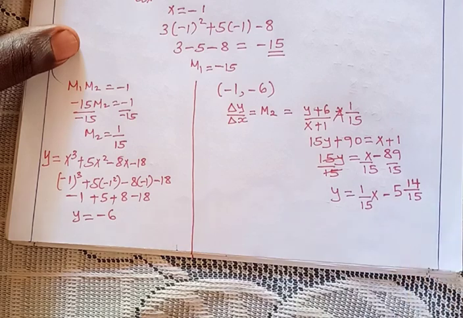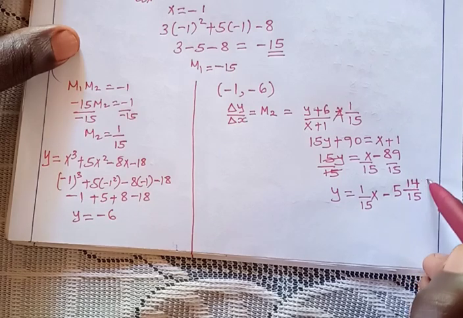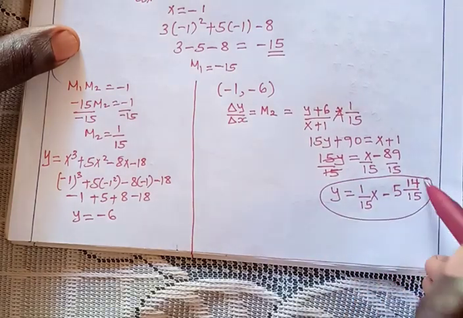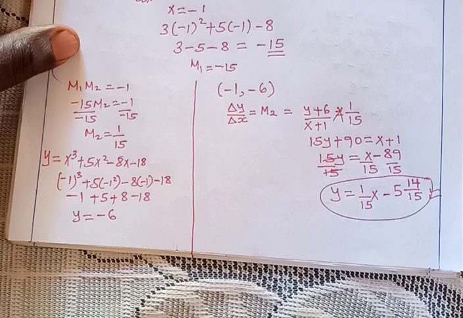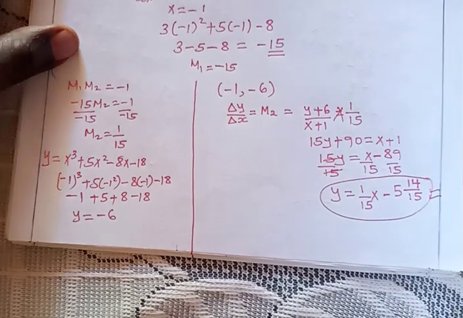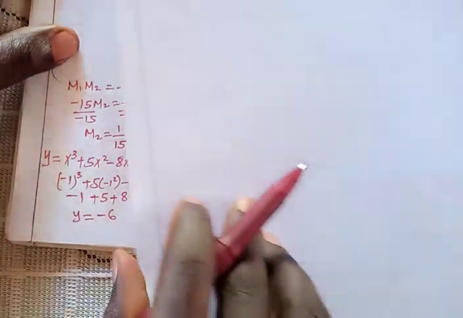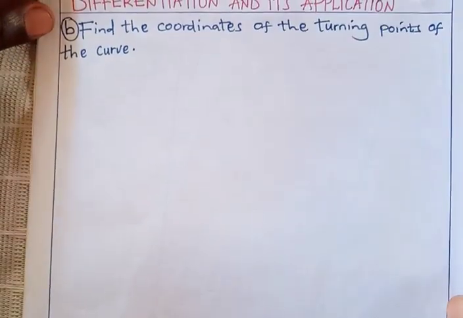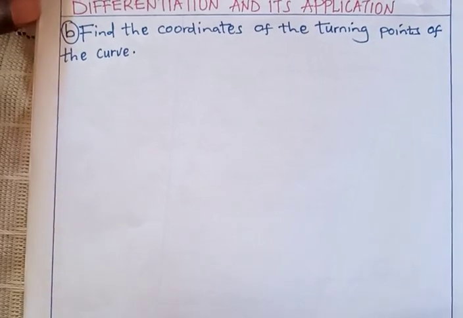That is the equation of the normal to the curve. This is the one that we were supposed to work out. Now, the last part of this question, it is very interesting. And how is it interesting? We are going to see that in a few minutes.